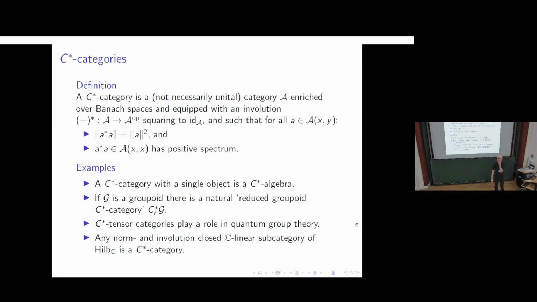Ignorant question. What does it mean that the category is enriched over Banach spaces? It means that all of its Hom sets are complex linear vector spaces, which have a norm that makes them complete vector spaces. Cool. Anything else? Let's carry on.